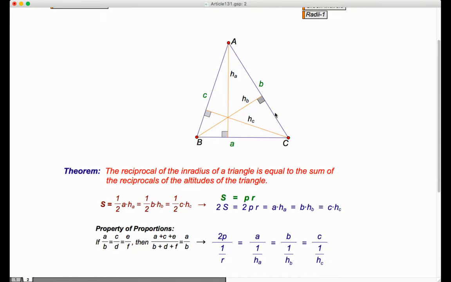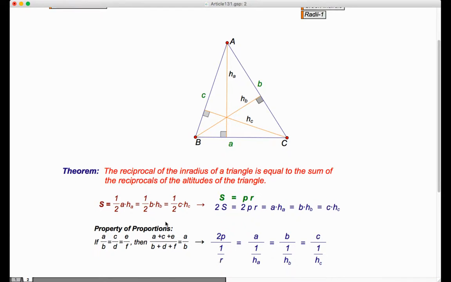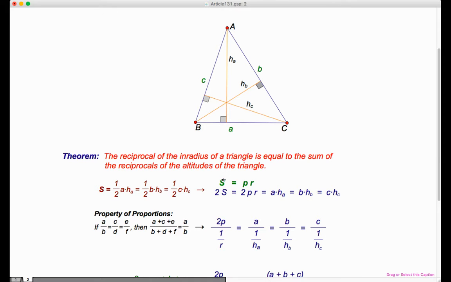So here it is. Now, the area of triangle ABC is equal to the formula 1/2 a times h sub a, where a is the base, times h sub a, multiplied by 1/2. Or I can use b, so the base is b, the altitude is h sub b, multiplied by 1/2, and 1/2 c h sub c. So because of this, we know that s is equal to p times r.